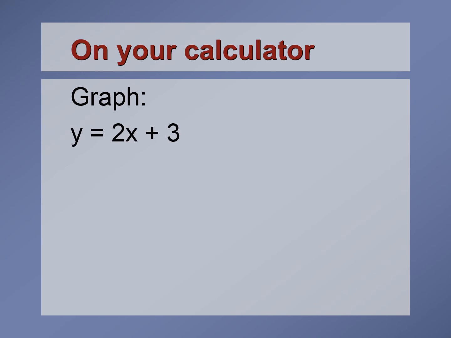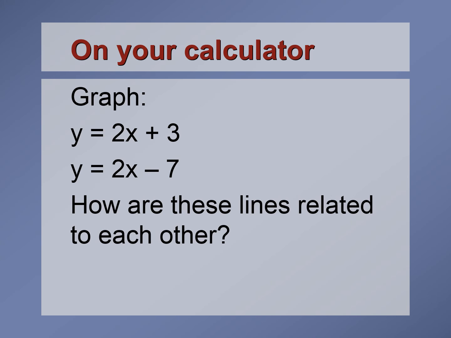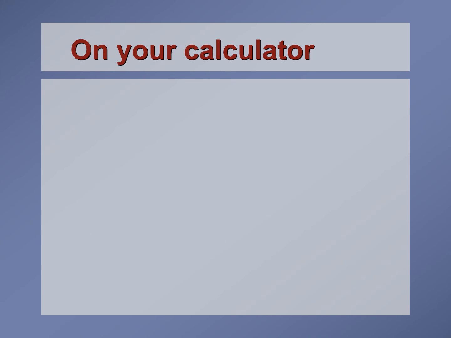So let's go ahead and graph y equals 2x plus 3 on your calculator. And then at the same time, in y2, put y equals 2x minus 7. And go ahead and look and see if you can tell how those lines are related to each other if you were to look on your graph. You should have noticed that those two lines were parallel, right? They were parallel lines if you were to look at the graph. And if you notice, their slopes were the same.